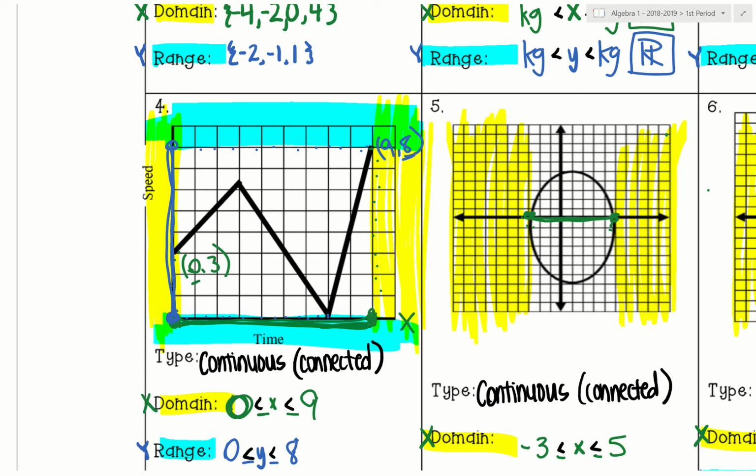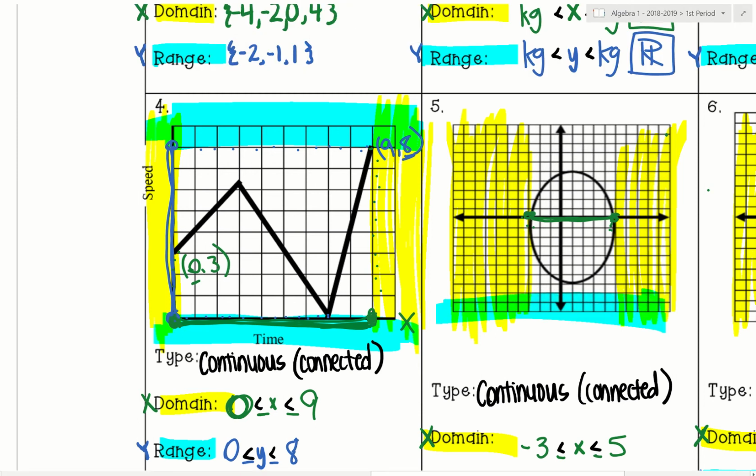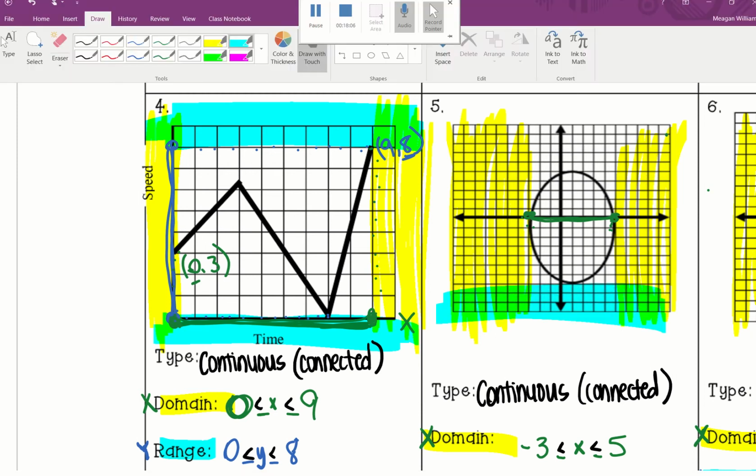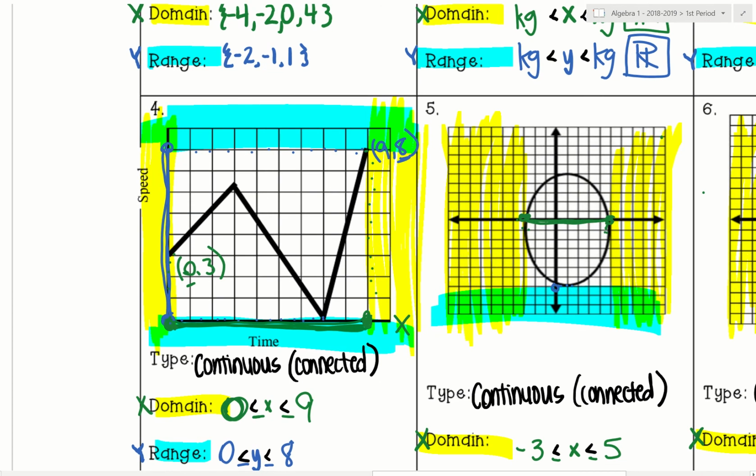Yes or no? Okay. Look at number 5. Where do I start at for range? The bottom. I'm going to move the bottom of my graph over to my y-axis. Where is that at? Nope, your y's. Count on your y's.